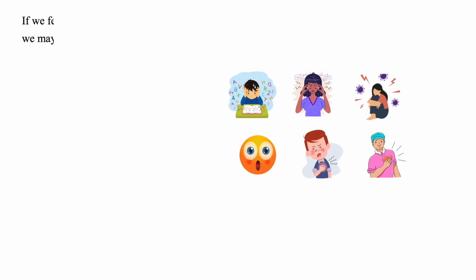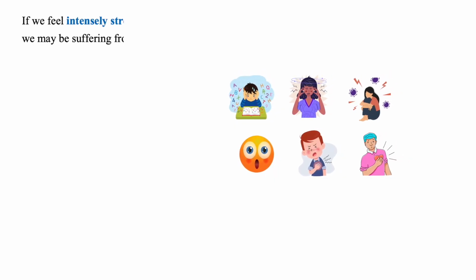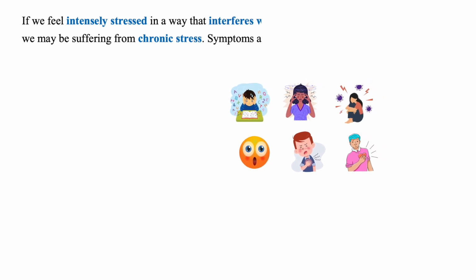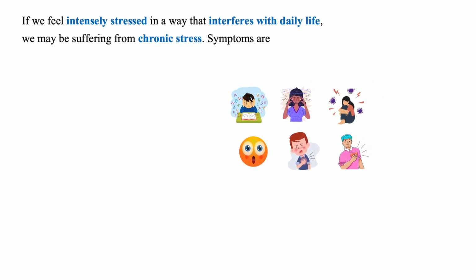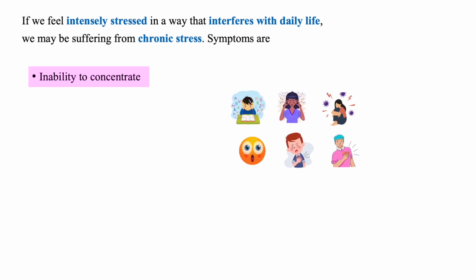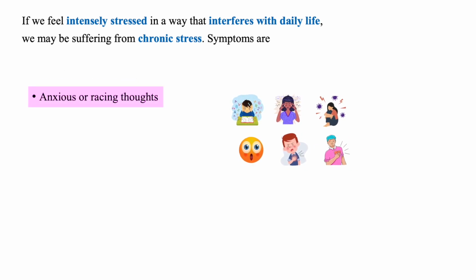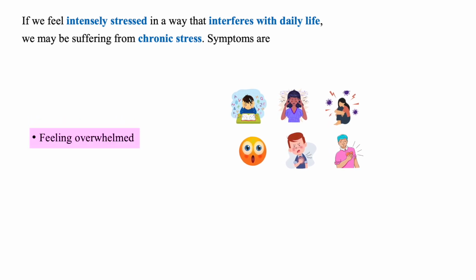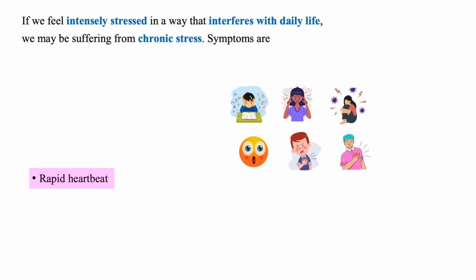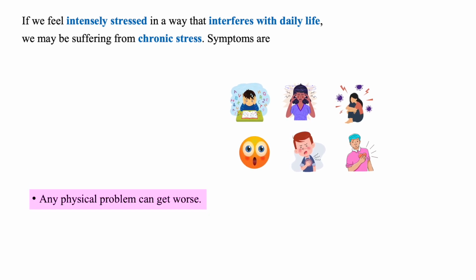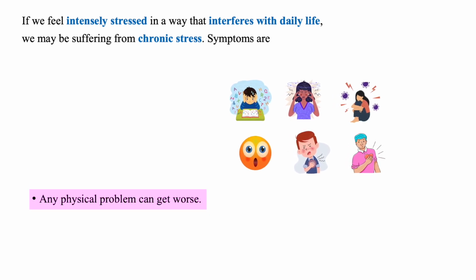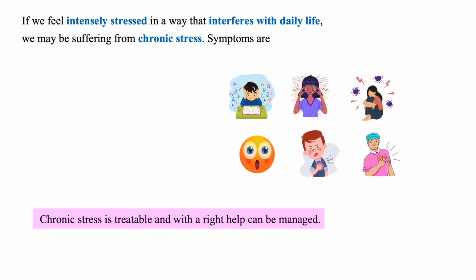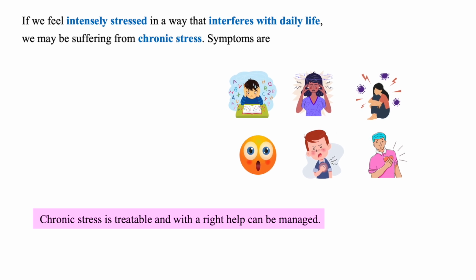If you feel intensely stressed in a way that interferes with daily life, you may be suffering from chronic stress. Symptoms are inability to concentrate, anxious or racing thoughts, constant worrying, feeling overwhelmed, chest pain, rapid heartbeat. Like any physical problem, it can get worse. Chronic stress is treatable, and with the right help, it can be managed.